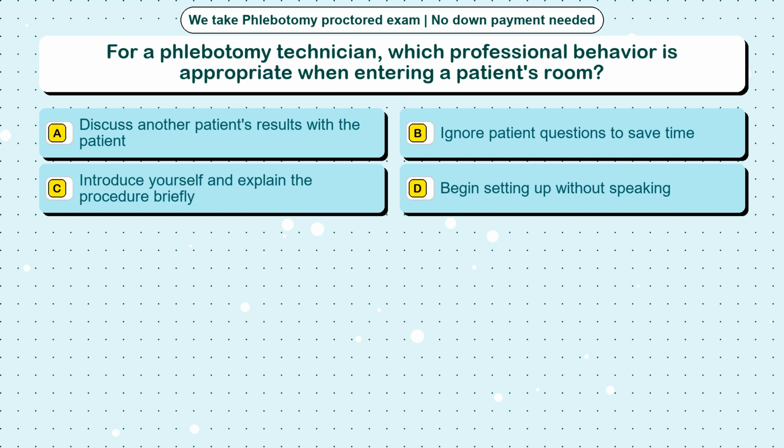For a phlebotomy technician, which professional behavior is appropriate when entering a patient's room? Option A. Discuss another patient's results with the patient. Option B. Ignore patient questions to save time. Option C. Introduce yourself and explain the procedure briefly. Option D. Begin setting up without speaking.